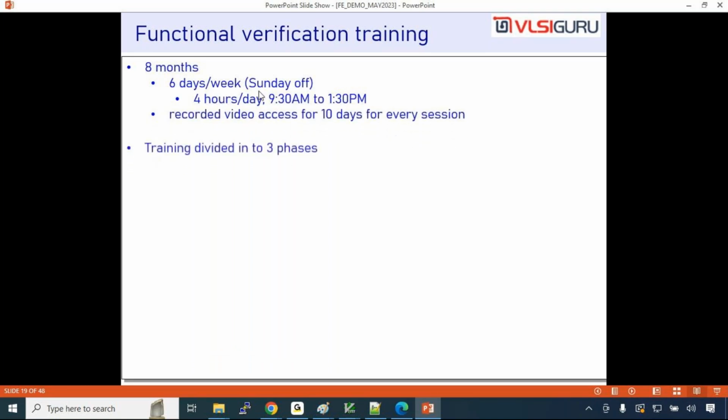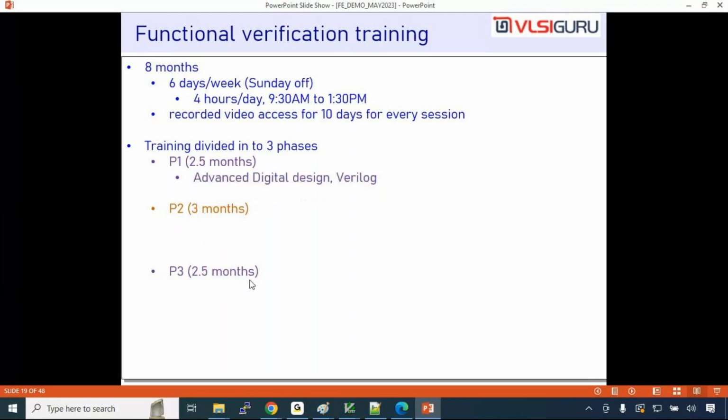I said the training is divided into 3 phases. Phase one goes for 2.5 months, phase two goes for 3 months, phase three goes for 2.5 months. During phase one, we focus on advanced digital design and Verilog. This goes for 8 weeks, which is around 11 weeks, which is 2.5 months.